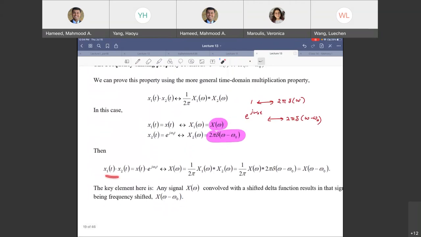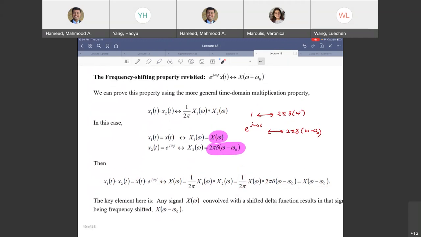Let's take a look. You're multiplying the two signals in time, which is this. In frequency, you're doing what? 1 over 2 pi X1 convolved with X2. In our case, it is 1 over 2 pi, X is X, but our second signal is 2 pi delta of omega minus omega naught. You are convolving a signal with an impulse, the signal will move towards the impulse. So the 2 pi factor will cancel out. You have X of omega minus omega naught, right?